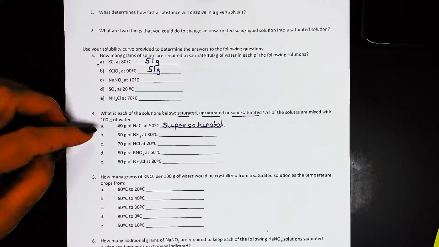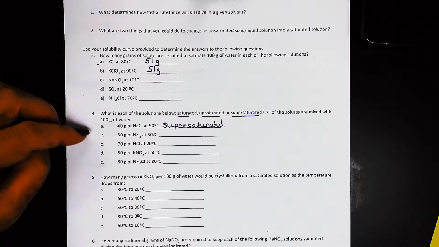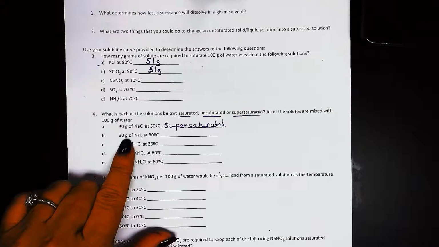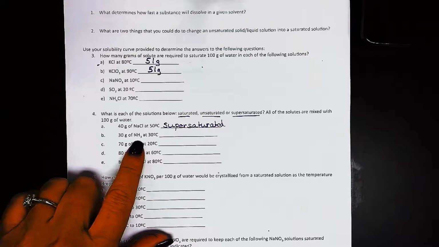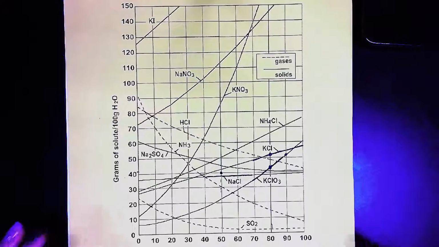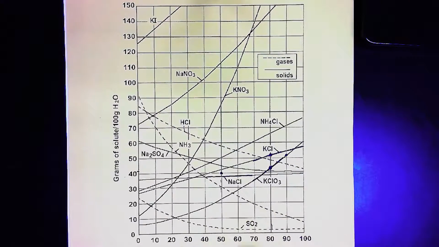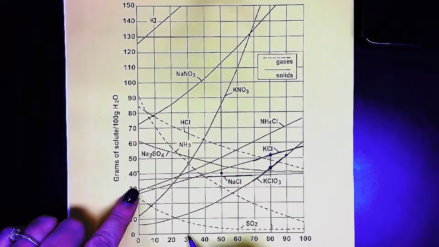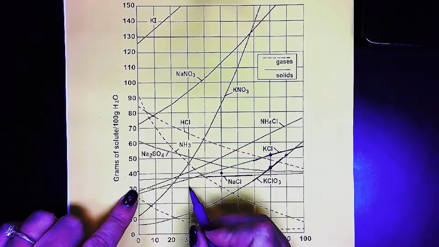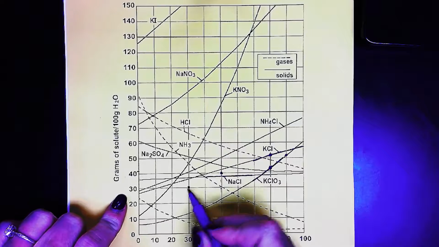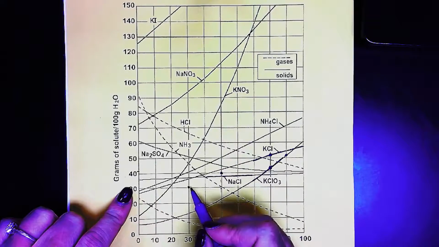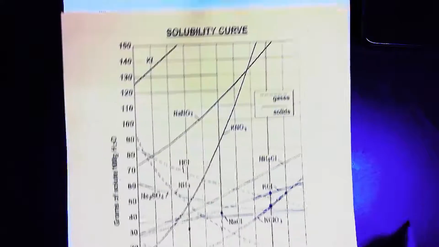Okay? Let's look at one more. All right? Letter B says that we have 30 grams of NH3 at 30 degrees Celsius. Again, I'm going to find the place where those points meet. So 30 degrees Celsius, 30 grams. So let's see where that puts me. So I'm going to put a dot right there. 30 degrees, 30 grams. And then what compound was I looking for?